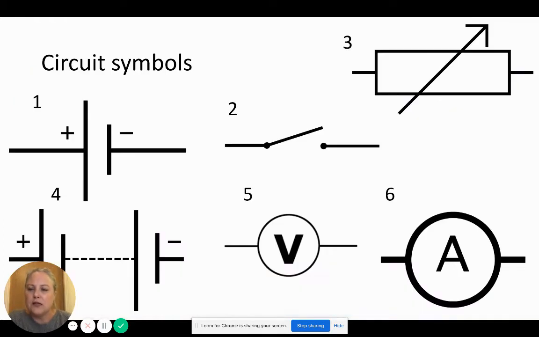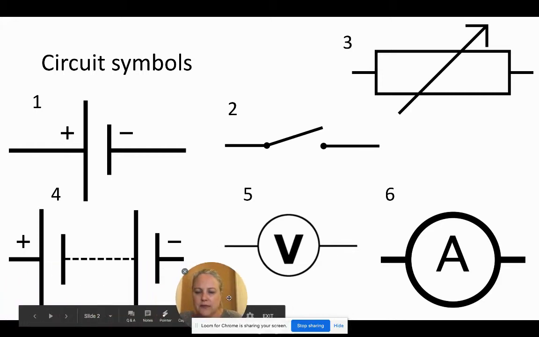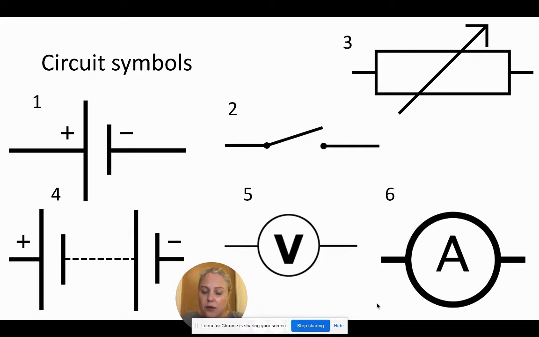So before we start, here are 6 circuit symbols. I will just move myself into the middle so I'm not in the way. If you're following along with the lesson worksheet, next to 1 to 6, can you write down the name of these circuit symbols? Okay, so pause the video now. 1 to 6, what are these circuit symbols?